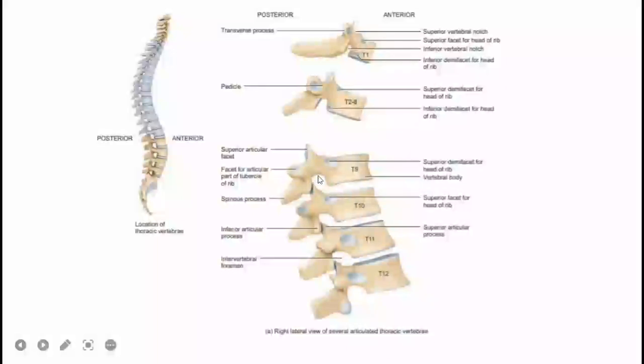For T9, we as well have, from the transverse process, a facet for the articular part of the tubercle of rib, and as well for T10. But T11 does not have those structures.